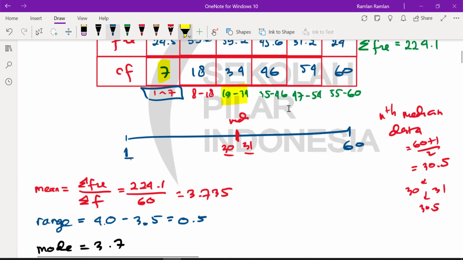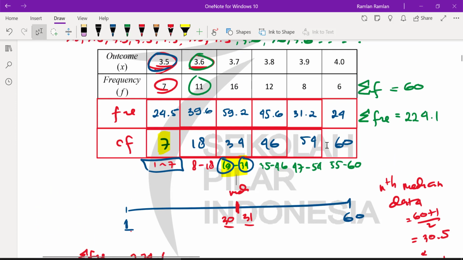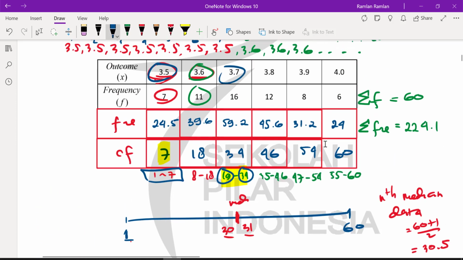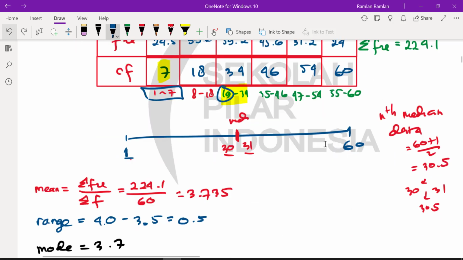Okay, why? Because data number 19 until number 34 is in here. Like, where is it? Okay, it's the 3.7, right? So let me repeat that again. You're looking for data number 30, right?